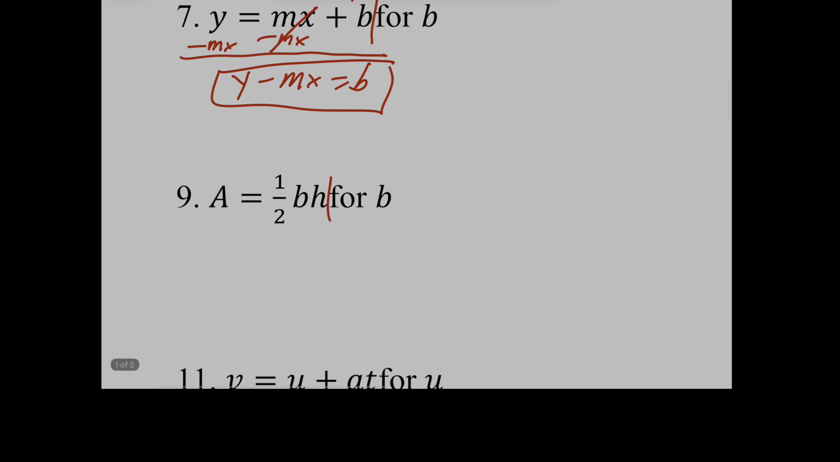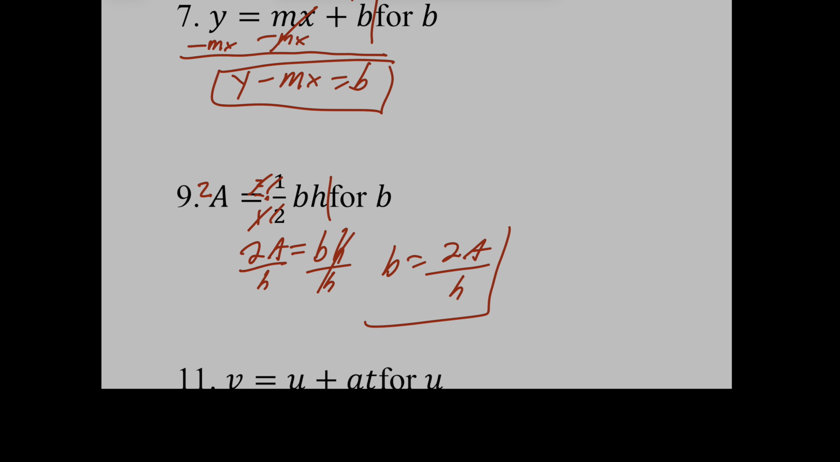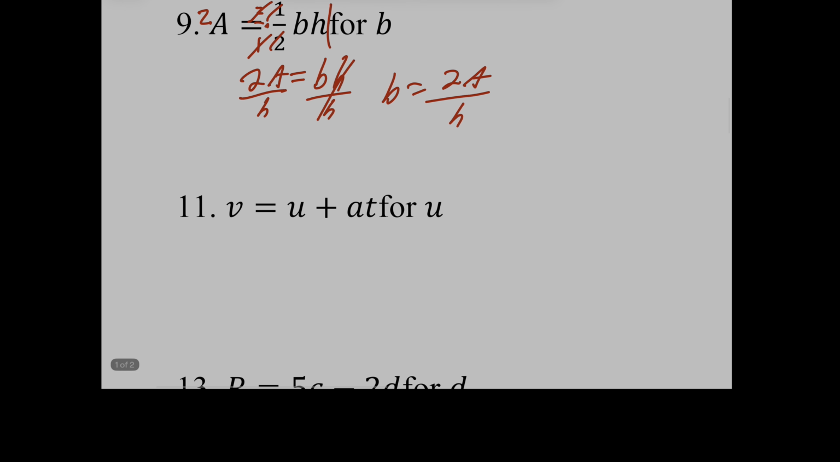Number 9, A equals 1/2 BH. There's a triangle area problem. We want to solve for B. Now, when you have a denominator, we're just going to multiply by whatever that is. Okay, these are going to cancel out. I'm left with 2A equals BH. And I'm solving for B, so I'm going to divide by H, and that's what will get my B by itself. And I get B equals 2A over H. Okay? Let's go on to number 11.